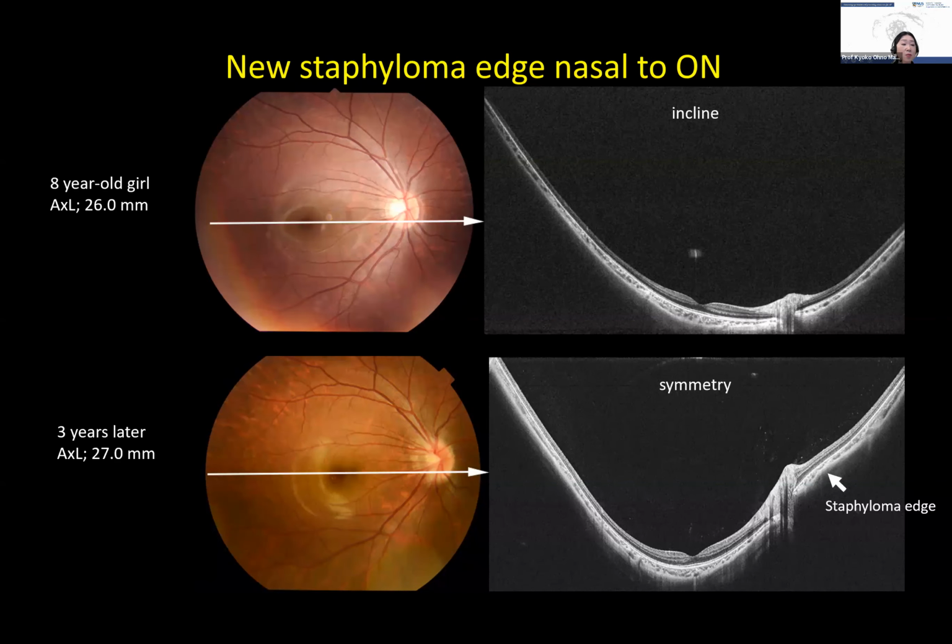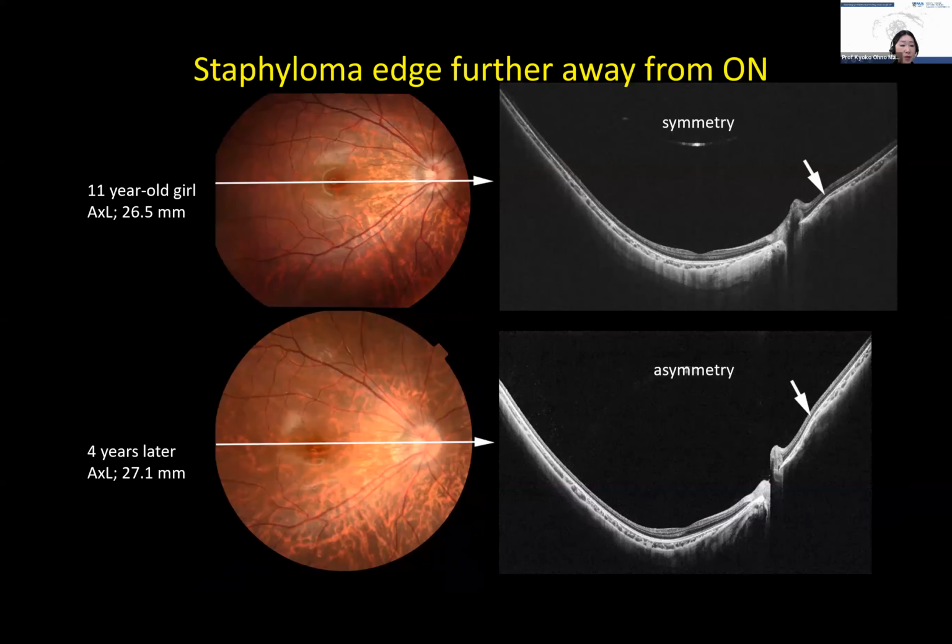And the macular sclera bows more posteriorly, and the curvature has changed to symmetrical around the fovea. The location of the staphyloma edge also changes with time. In this 11-year-old girl, the staphyloma edge is seen nasal to the optic disc at baseline. And 4 years later, the nasal staphyloma edge has become farther away from the optic disc. In parallel, the posterior bowing of the sclera has increased, accompanied by scleral curvature changes from symmetrical around the fovea to asymmetrical around the fovea. So the fovea is now on the slope, and the deepest point of the sclera shifted temporal to the fovea.